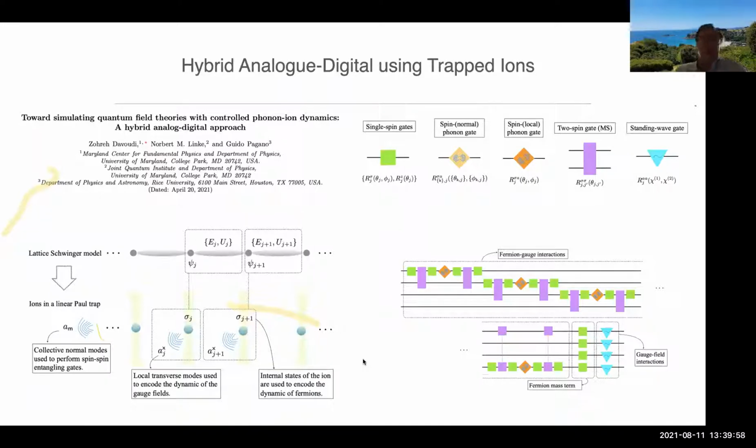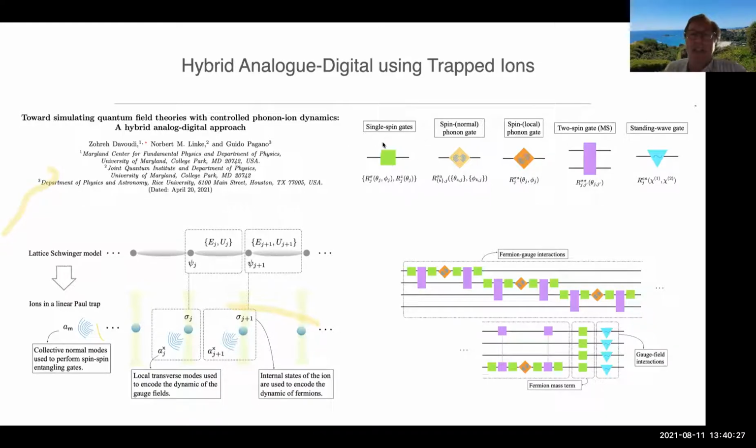There's a suggestion for hybrid analog digital simulations using trapped ion technologies. This is recent work this year out of the Maryland group, Davoudi, Linke, and Pagano, where they suggested and simulated introducing interactions and modifying the local phonon modes and using those modes as bosonic degrees of freedom in the simulation.